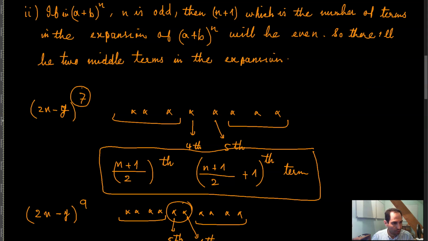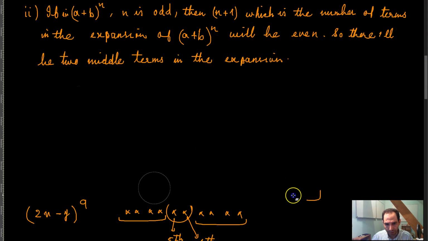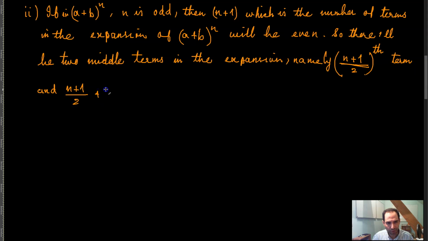So then you can argue that when n is odd, there will be 2 middle terms in the expansion. And you can write that as the (n plus 1) divided by 2 th term, and the (n plus 1) divided by 2 plus 1 th term.